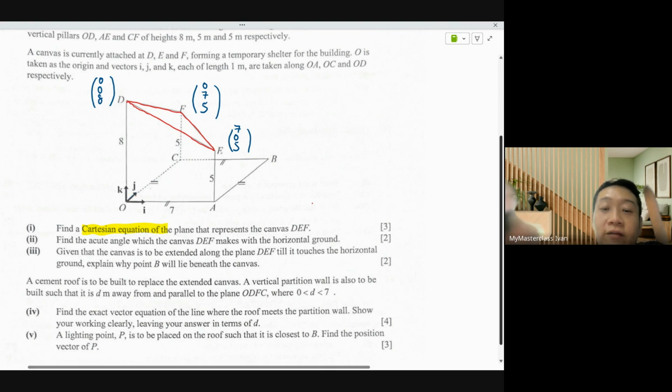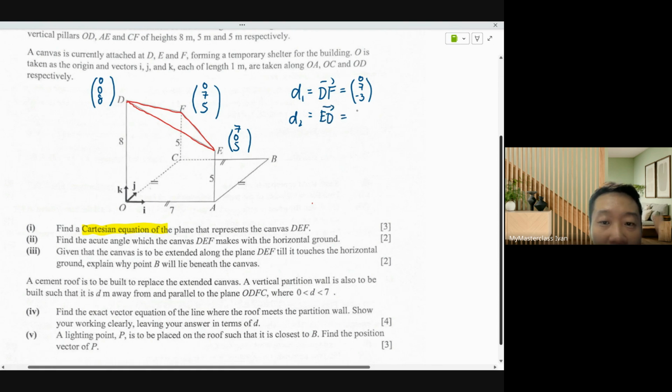Okay. Now to find the normal, we need 2 directions first, right? Right or not? Yeah. So how to find the first direction? So D1, you can just use DF, which equals 0, 7, negative 3, or F minus D. Okay. D2, just use another 2 points. 705 minus this. I use ED, which is 7, 0, negative 3. Can see? I use this as my D1 and this as my D2. Okay, you got D1 and D2.